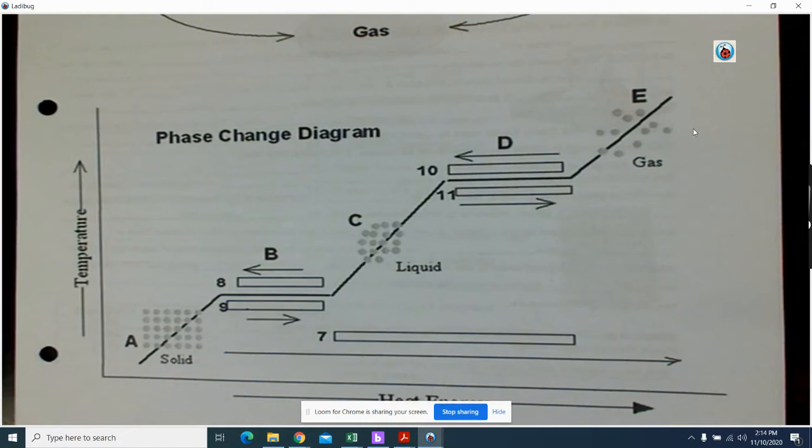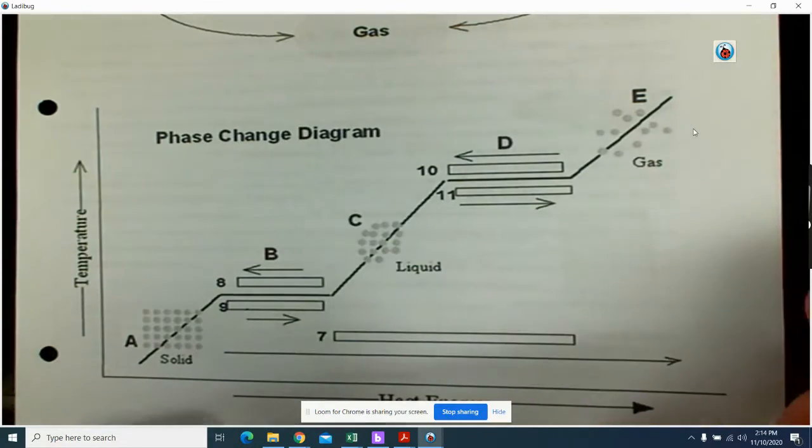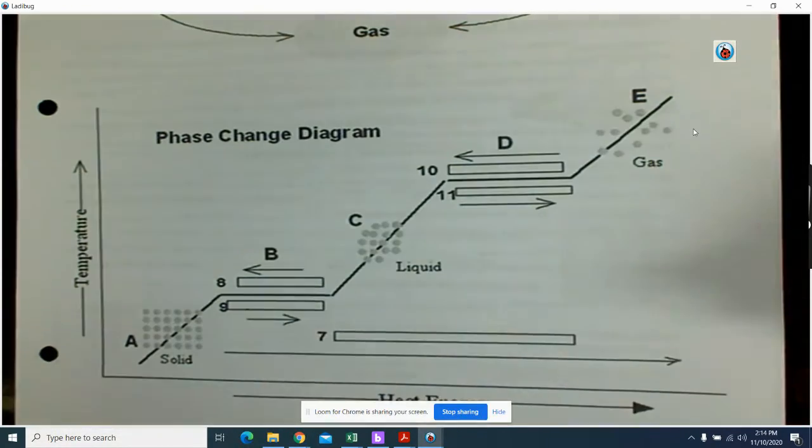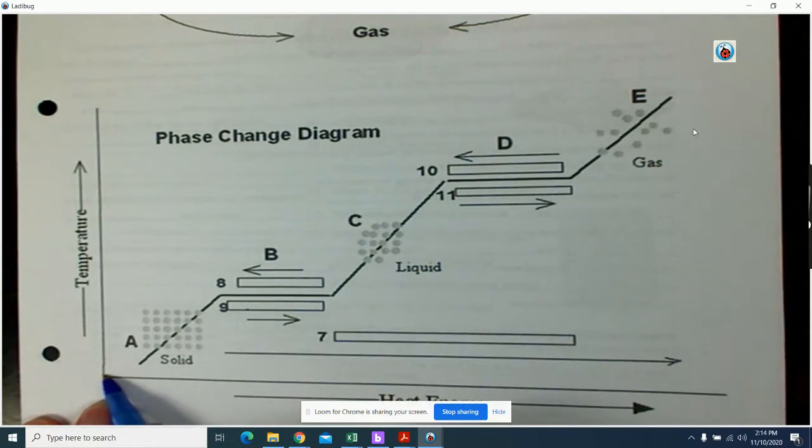So we're going to look at a phase change graph. Just like we did your phase changes, we can represent this on a graph, or sometimes you'll see it called a phase change diagram. The whole point of a phase change diagram is that it's a graph.